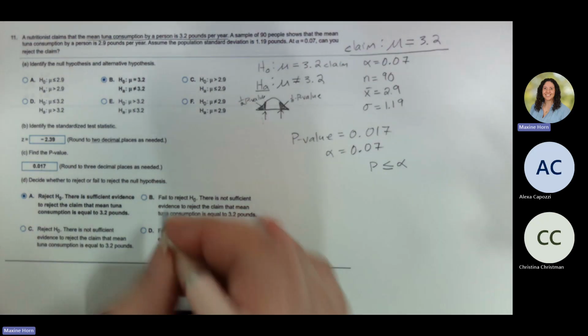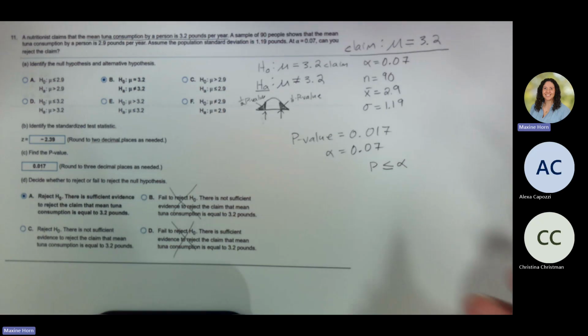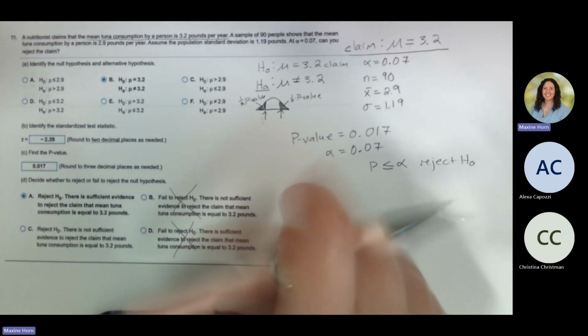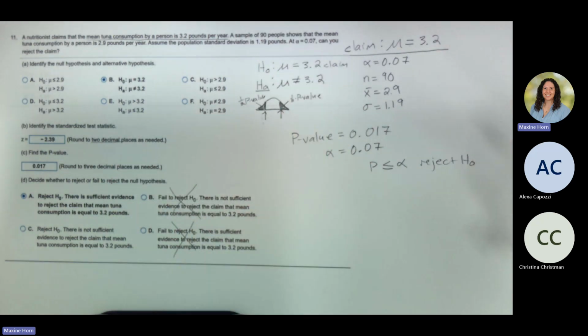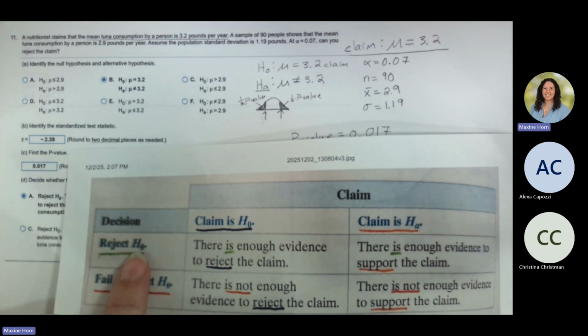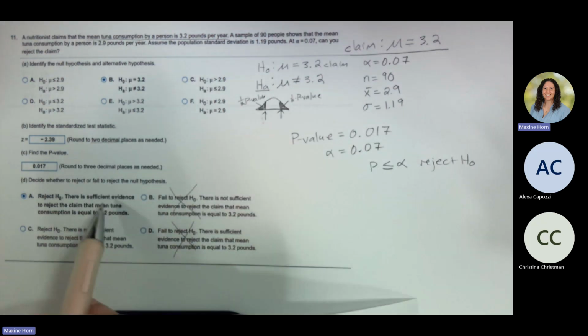So right off the bat, I can rule both of those out because they say fail to reject, but we're rejecting. Then we say, okay, how am I supposed to word this? I know I'm rejecting the null. Was the null my claim or was the alternative my claim? The null was my claim. So my claim is null, and I'm rejecting the null. So I'm going to say there is enough evidence to reject the claim, is how I need to word that. So there is sufficient evidence to reject the claim.